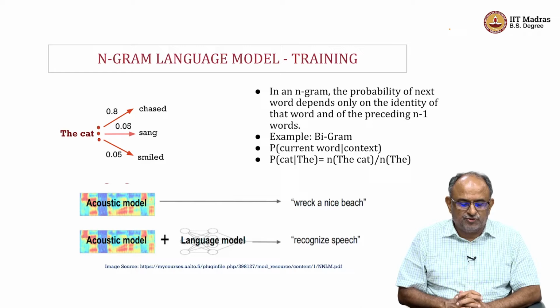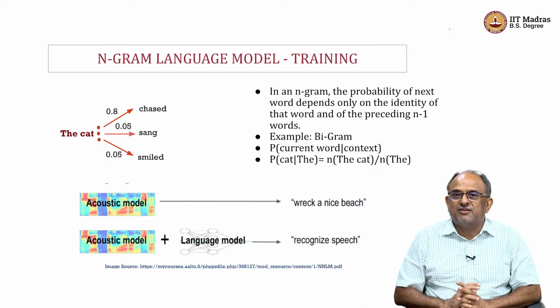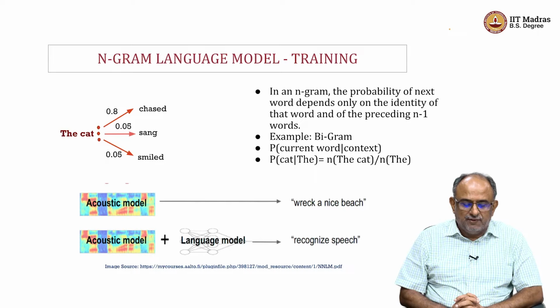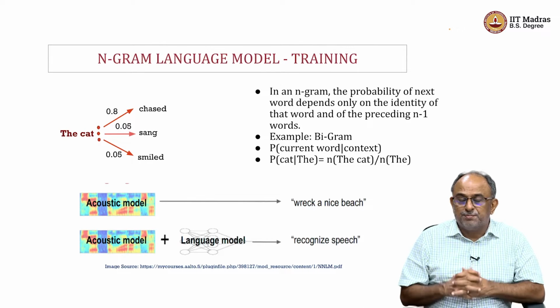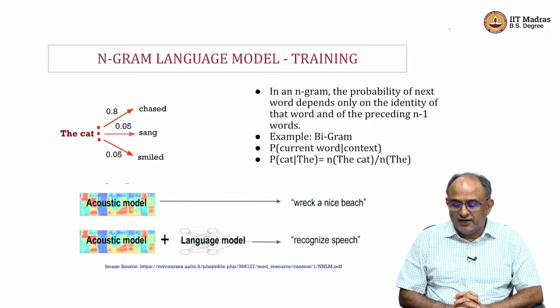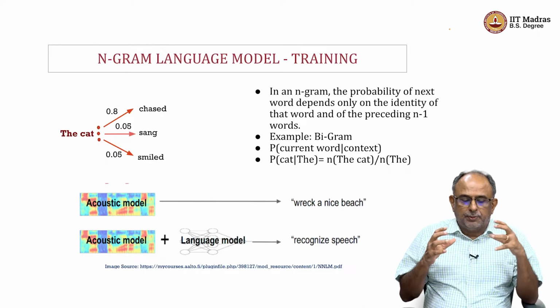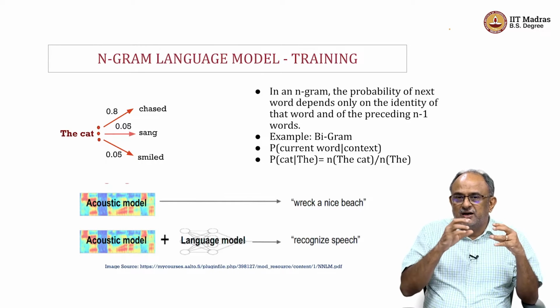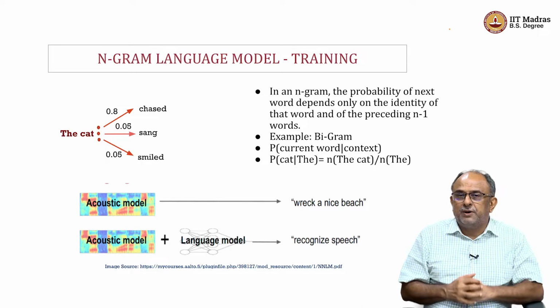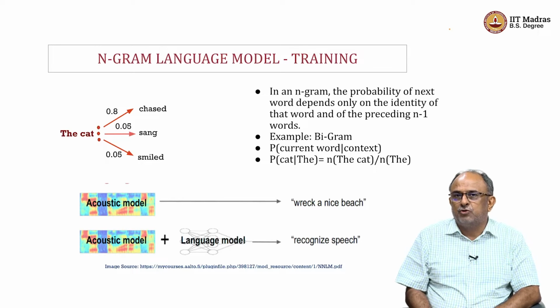Okay, so the whole idea of a language model is to predict a word given a sequence of previous words. So for example, if I have the context the cat, then chased will have some probability, sang will have some probability, smiled will have some probability, all of which is found by counting, right? So we find the number of counts when the cat chased occurs in 3 consecutive words divided by the number of times the cat occurred, right?